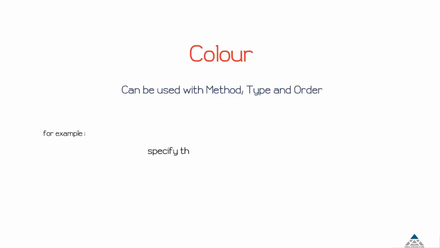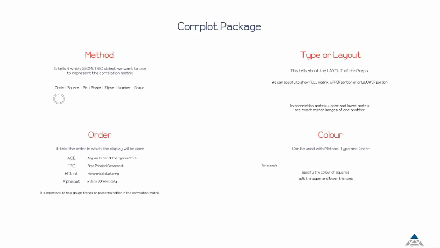Last argument we have is color. We can use this component along with the previous 3. Say, if we want to specify the color of the squares in the first argument, or if we want to split the upper and lower triangles in the type argument with different colors, then this comes in handy. These are the main components of Corrplot.